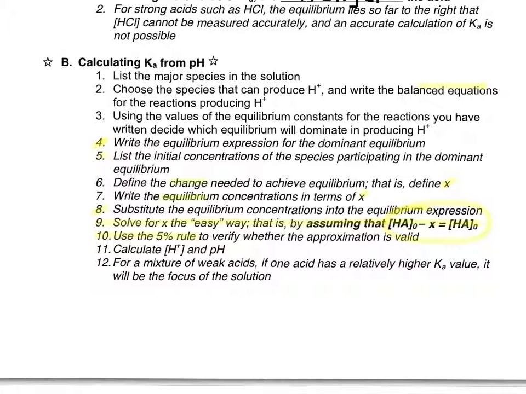Then, once you figure out what X is, you can calculate hydrogen concentration, you can calculate your value of pH, and usually that'll get you all the way through the problem. Now, every now and then you may have a problem where you have a mixture of weak acids. Whichever one has the highest Ka value is the important one. Or you may have a polyprotic acid. Same sort of thing happens there.